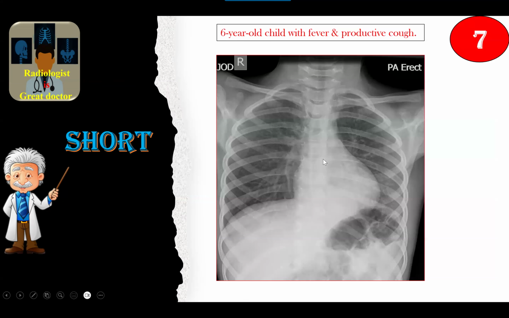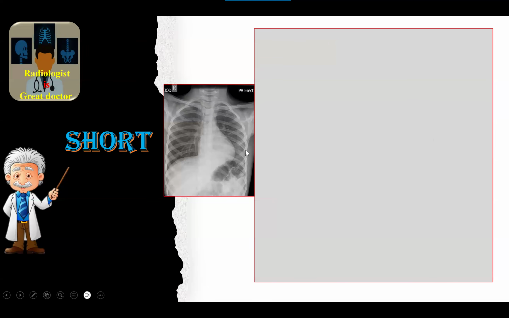Very good. Now another child, a 6-year-old child, with fever and productive cough. Chest radiograph shows a well-defined triangular opacity in the left retrocardiac region with air bronchograms in it. There's also silhouetting of the left hemidiaphragm, and mildly reduced lung volume on the left side. The right lung is normal.